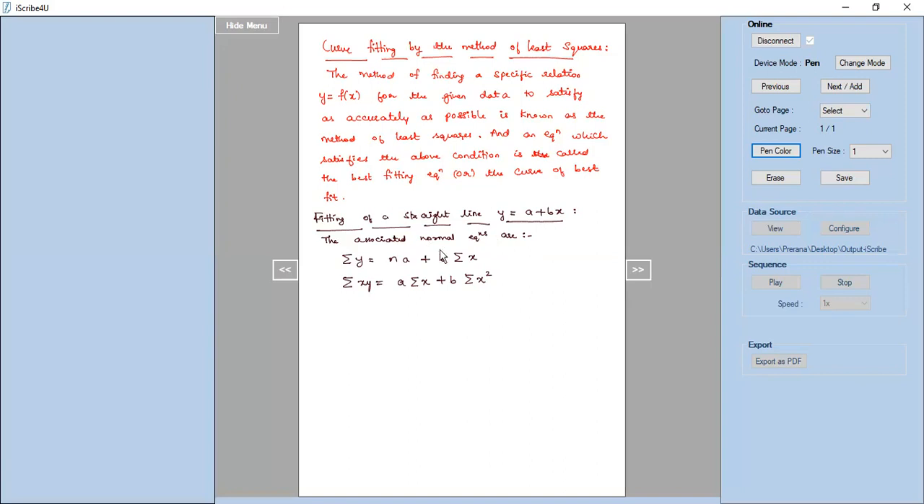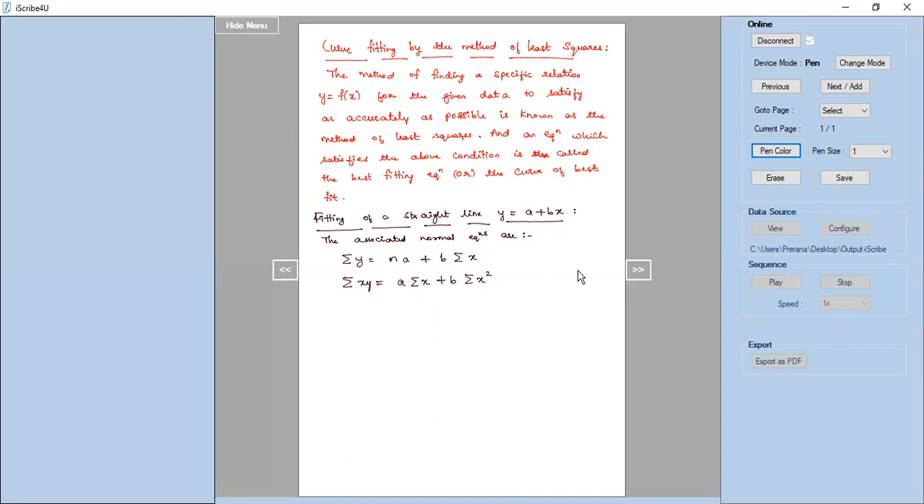Now why are there two normal equations? We have two constants involved in the straight line, that is a and b. That is the reason we write two associated normal equations. So these two equations will help us to find out the values of a and b, and accordingly we will be able to fit the given straight line equation of the form y is equal to a plus bx.